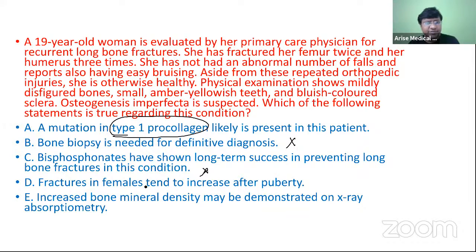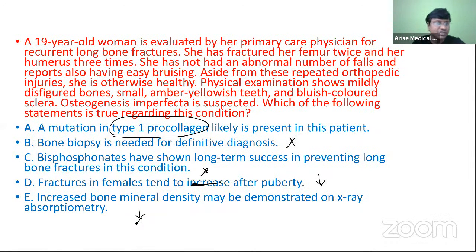And do fractures in females tend to increase with puberty? No. They will decrease after puberty. And is increased bone mineral density demonstrated on bone densitometry? No, you will notice there will be decreased bone mineral density. Okay, so that completes the discussion of osteogenesis imperfecta.